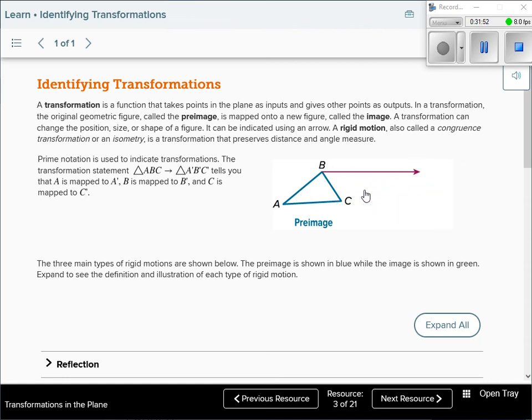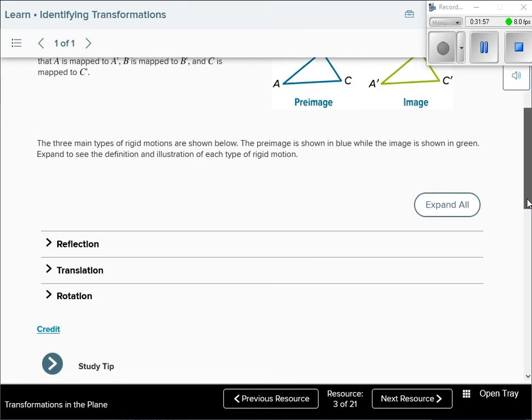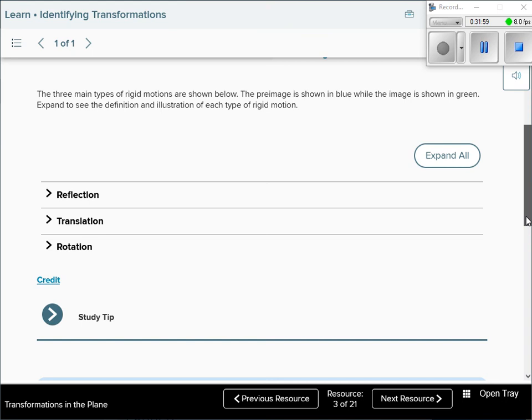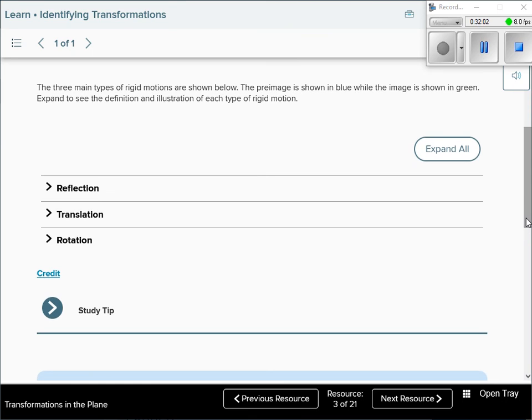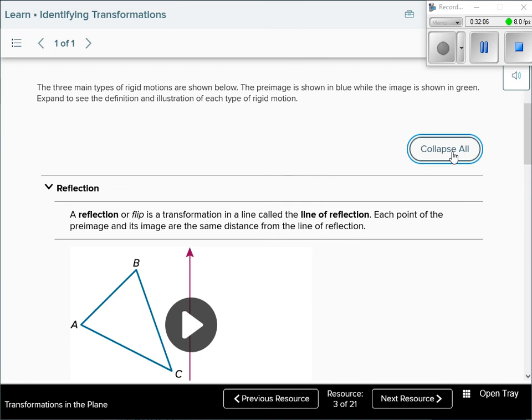There are three main types of rigid motions: reflections, translations, and rotations. All right? I'm just going to expand all these. A reflection. You can do this on your computer there and fill in what you need to fill in. With reflection, we said, what's the other name? A reflection, another name for it is just a flip.